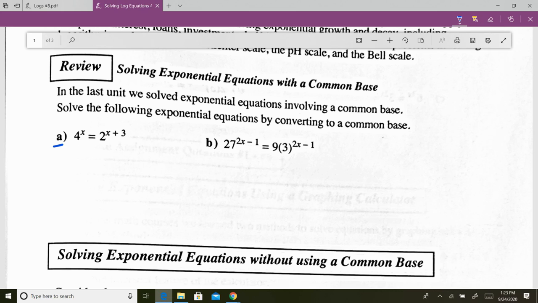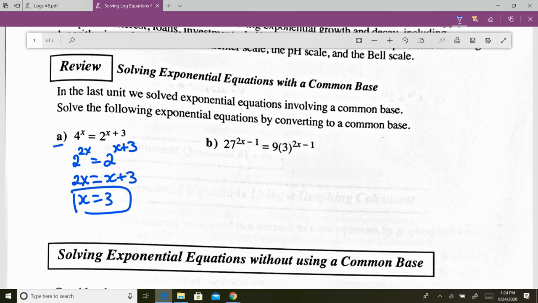You change them so they all have the same base, right? So we would change the 4 to 2 squared. And then once you have equal bases, you ignore the bases and equate the exponents. 2x is equal to x plus 3. So you move it over and you get x is equal to 3. Right? That's what you want to do.